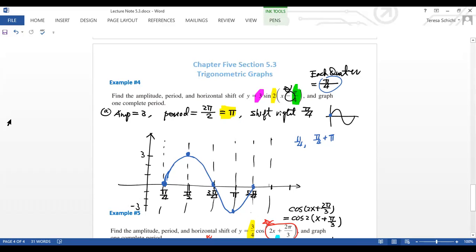Okay, that's it. In our next video, we're going to take a look at the tangent and the cotangent functions to see if they are any different than the sine and the cosine functions we just talked about here.